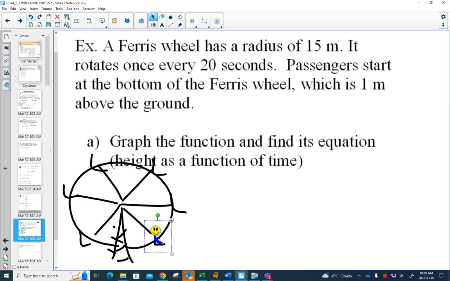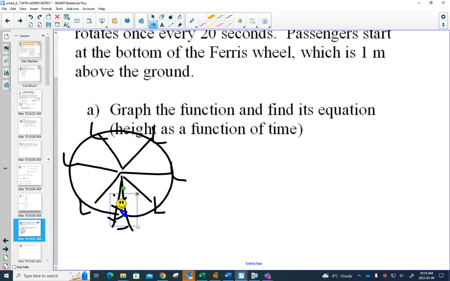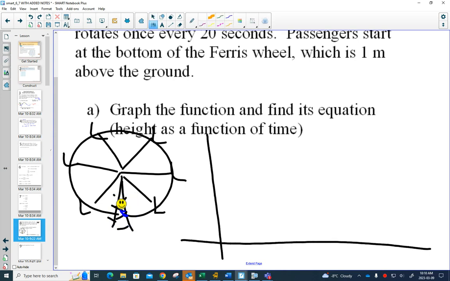So, we have to draw a graph of this situation. This is what's happening in real life. You're hopping onto the Ferris wheel. So, right beside this whole Ferris wheel, I'll try to draw it to scale here. Does it make sense that you would start right here at 1 meter above the ground?